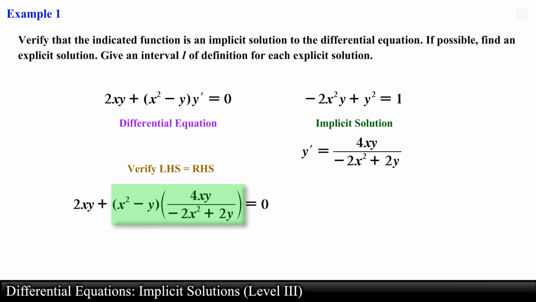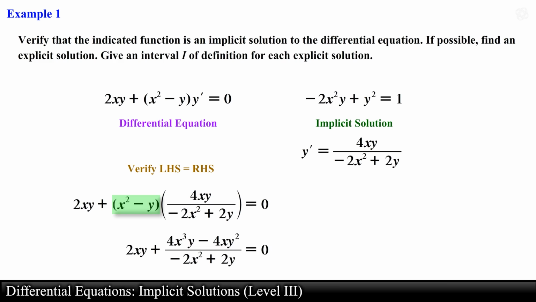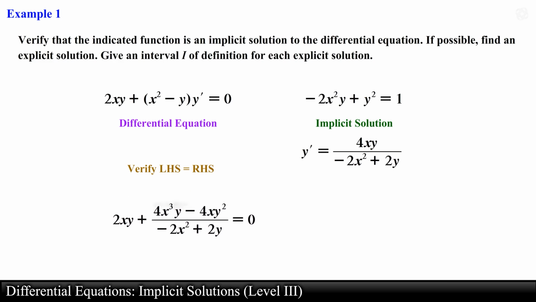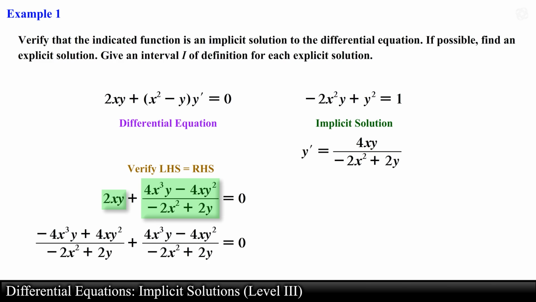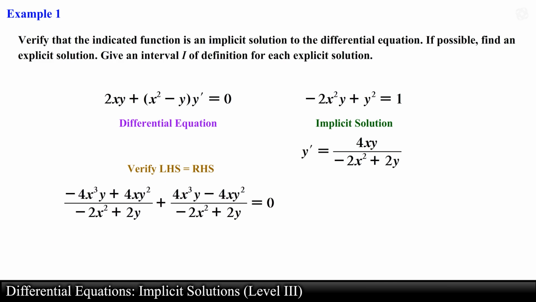Next, we go ahead and simplify the expression. Let's first distribute the quantity x squared minus y with 4xy, as follows. Then, let's go ahead and add both terms together. We're going to need to find a common denominator, and then proceed by adding the numerators. Doing that, we obtain the following expression. Simplifying the numerator, we see that all the terms cancel out, leaving us with 0 over the quantity negative 2x squared plus 2y, which simplifies to 0.